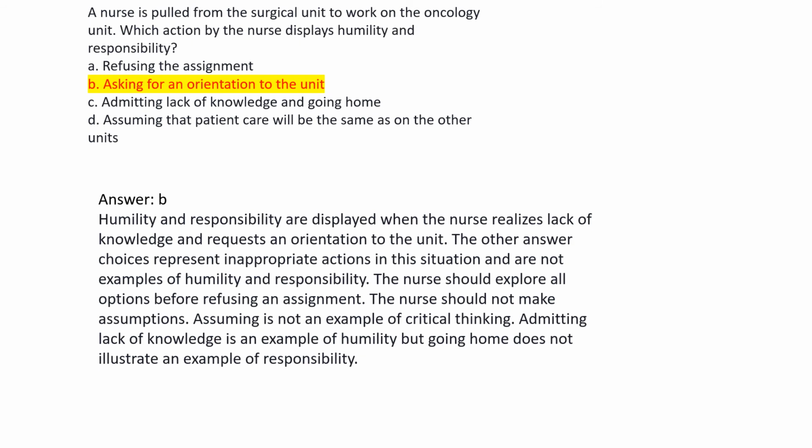Answer: B. Asking for an orientation to the unit. Humility and responsibility are displayed when the nurse realizes lack of knowledge and requests an orientation to the unit. The other answer choices represent inappropriate actions in this situation and are not examples of humility and responsibility. The nurse should explore all options before refusing an assignment. The nurse should not make assumptions. Assuming is not an example of critical thinking. Admitting lack of knowledge is an example of humility, but going home does not illustrate an example of responsibility.